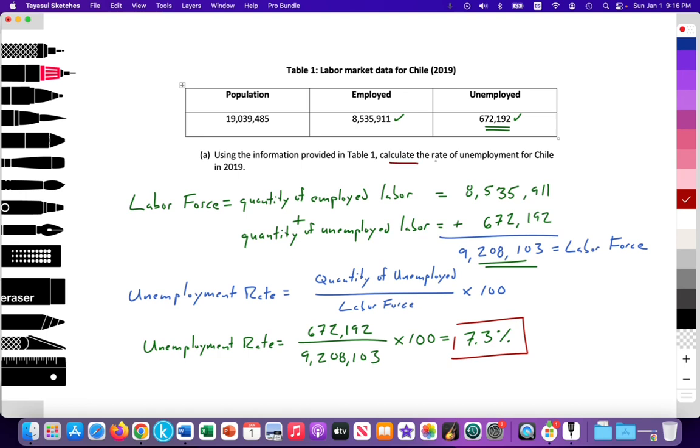So calculate the rate of unemployment for Chile in 2019. It's 7.3% in 2019 for this country of Chile.